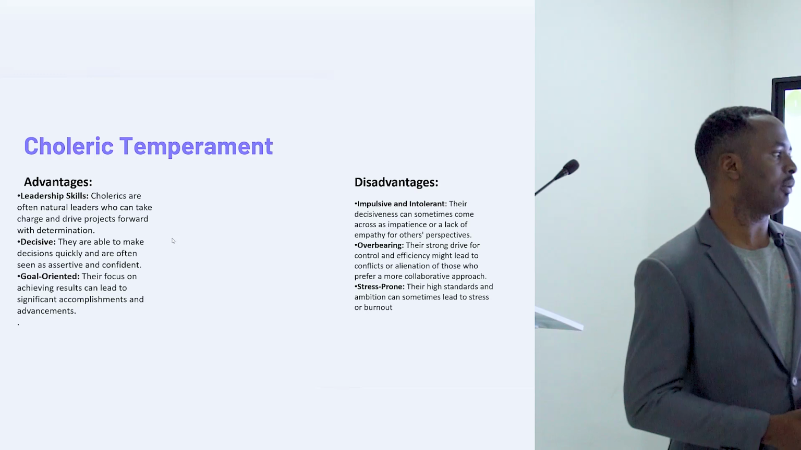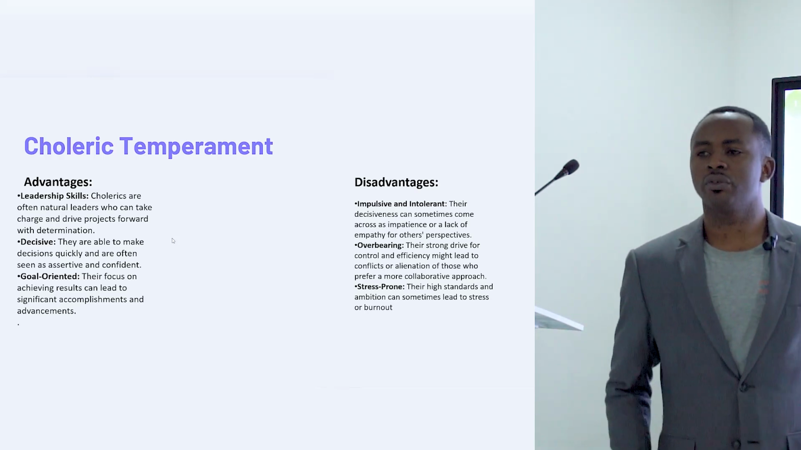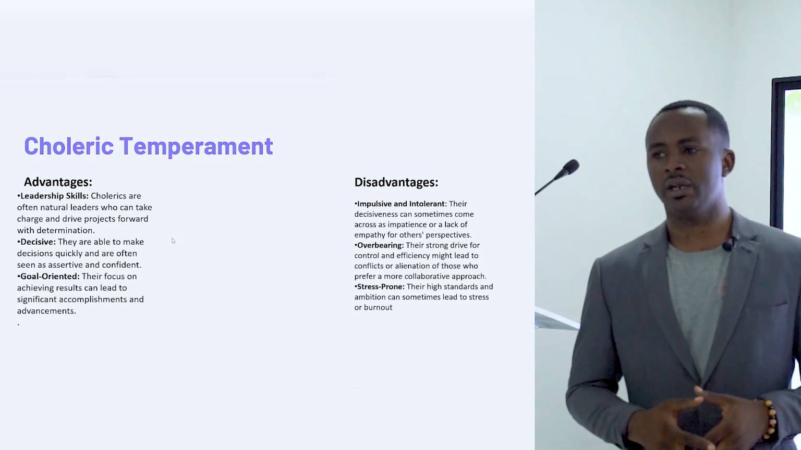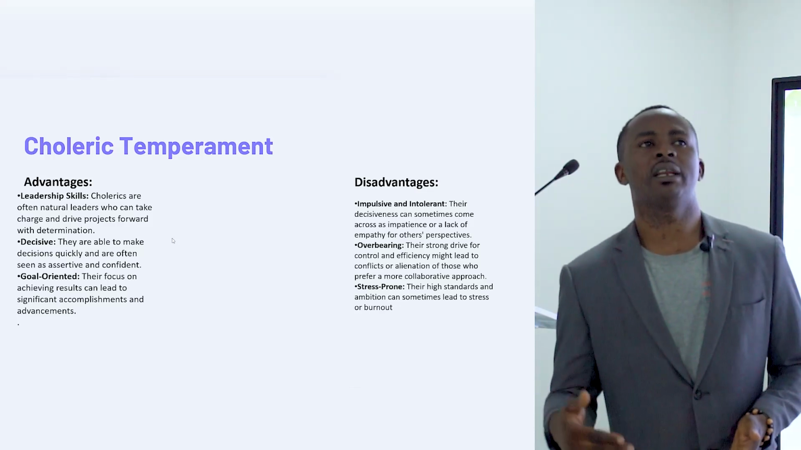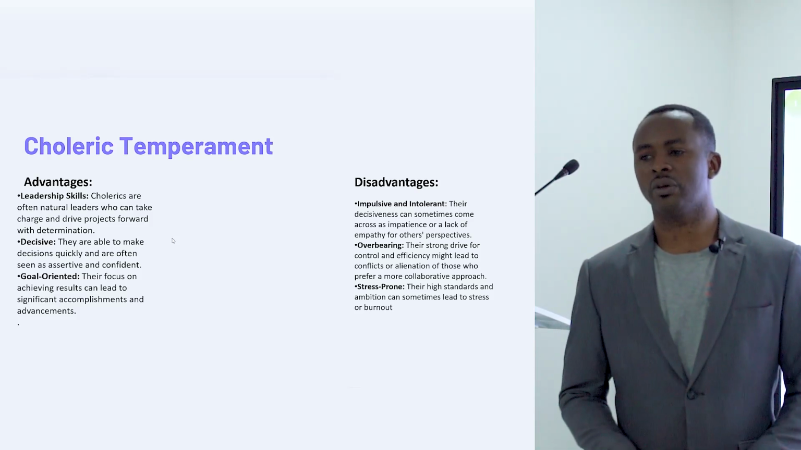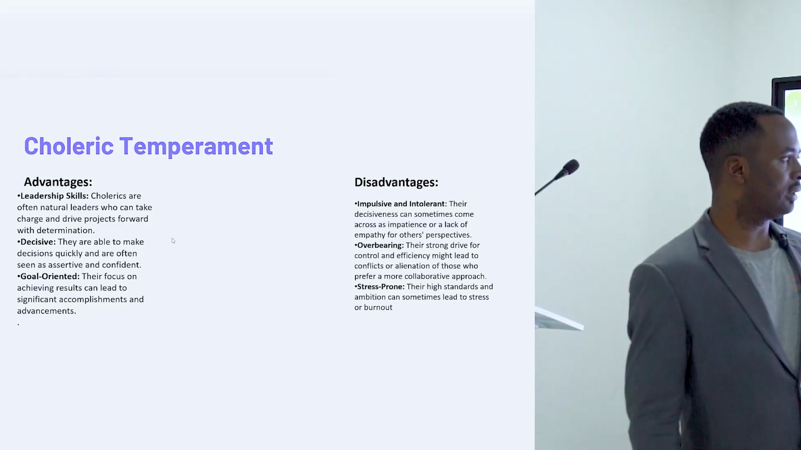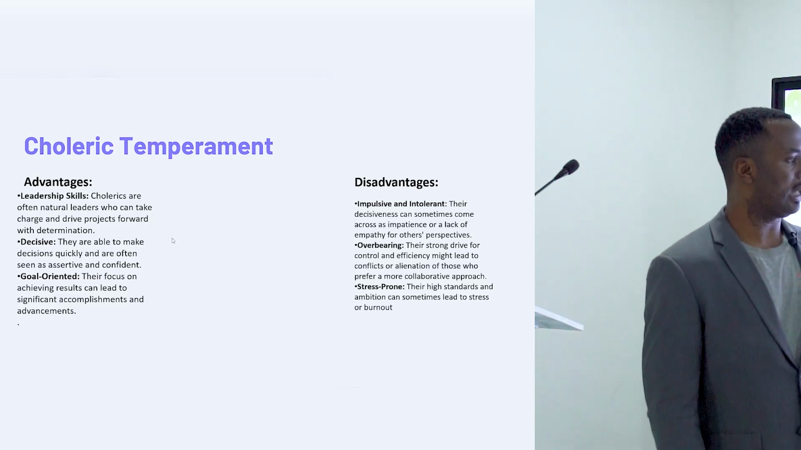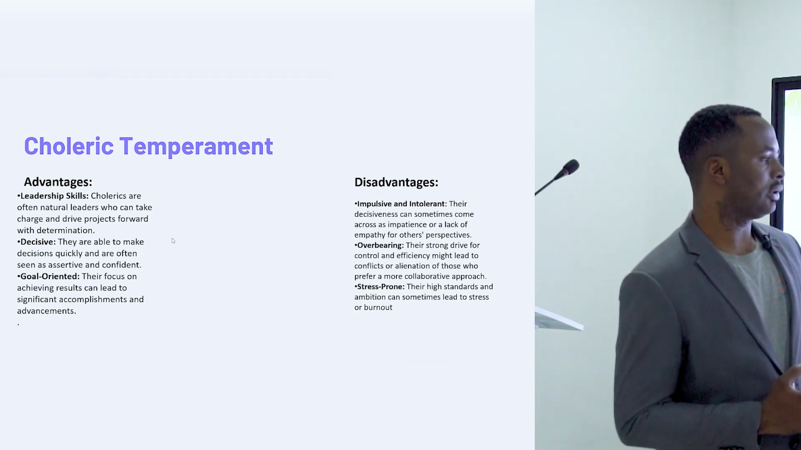Their decisiveness can sometimes come across as impatience or lack of empathy for others' perspectives. So when you are in class and you guys are contributing, and the person is not making so much sense, and you are not patient enough to let the person share his idea fully, you just cut the person short when he is talking. You are not willing to listen to the person till the end of the conversation. So you have a high tendency of being choleric. Then overbearing: their strong drive for control and efficiency might lead to conflicts or alienation of those who prefer a more collaborative approach.